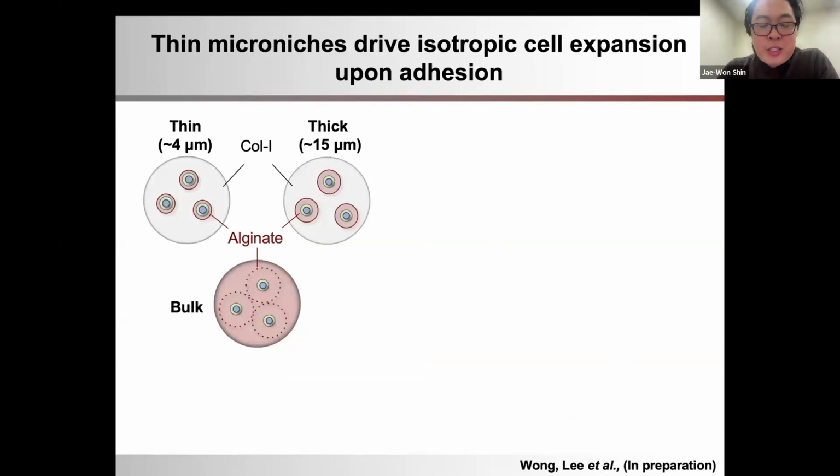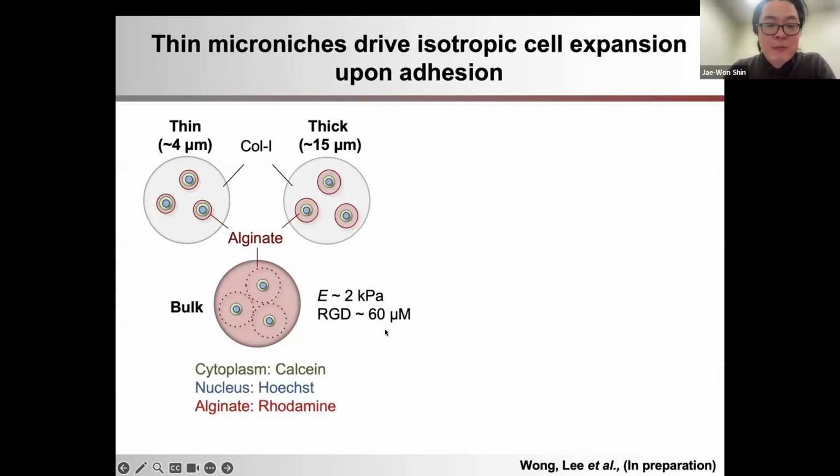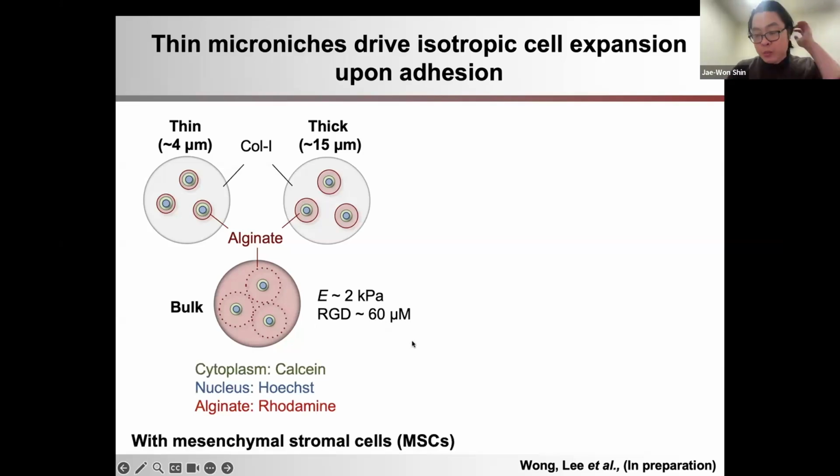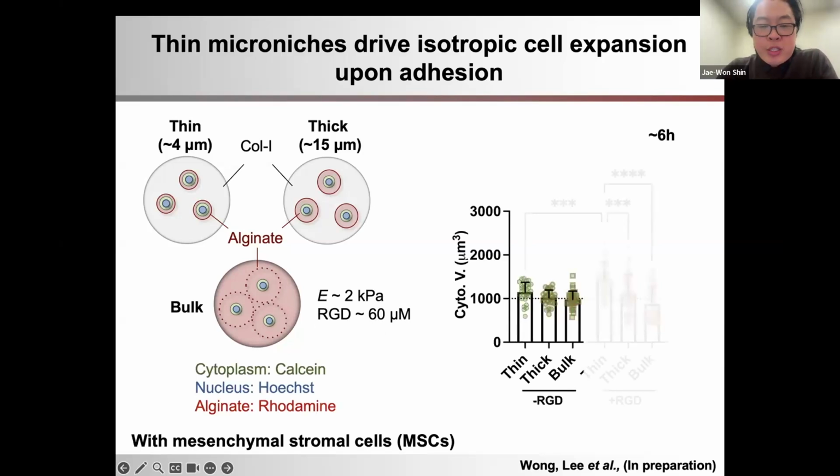One thing that we did is just to look at cellular behavior, how cells undergo shape changes over time by encapsulating individual cells in bulk gels, with a relatively softer gel with a certain adhesion ligand density. And we use mesenchymal stromal cells as model cells. When we encapsulated individual cells without the presence of adhesion ligand, no matter what thickness you encapsulate, the cytoplasmic volume remains constant, similar right after encapsulation and around 6 hours after encapsulation.